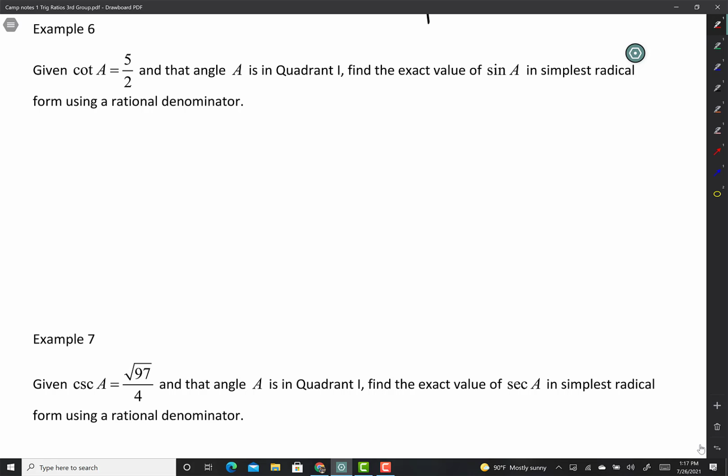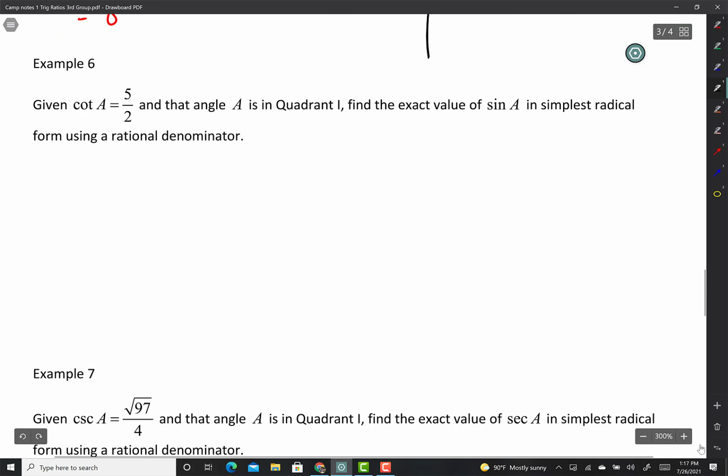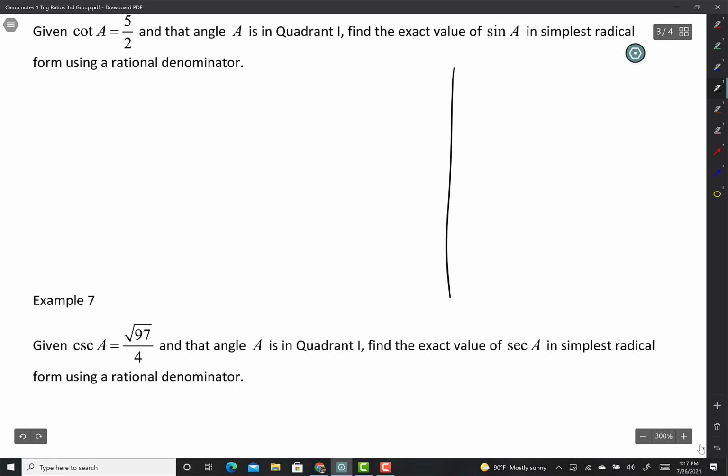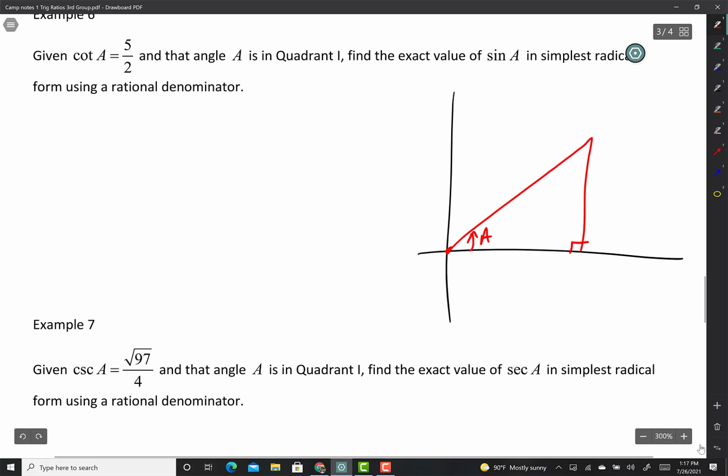All right, here we go. So it says, given cotangent A is 5/2 and that angle A is in quadrant 1. So again, guys, exaggerate quadrant 1. So here's quadrant 1 exaggerated. And then we're going to draw our reference triangle. So there it is. And this is angle A right there. And then cotangent, well, I guess you can write SOHCAHTOA real quick.